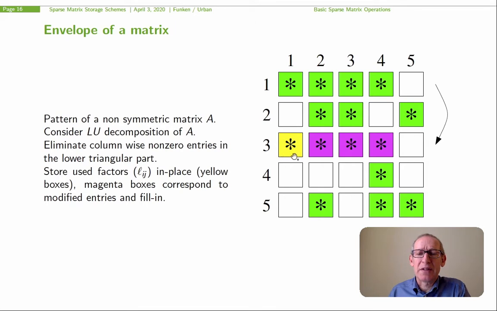Yellow means that this entry now is 0, but for the decomposition, and afterwards applying the decomposition for solving a linear system, we need these factors, which are usually the Lij in the matrix. And these are modified entries. In the situation that here was 0, there will be no modification here, but in general there would also be a modification here.